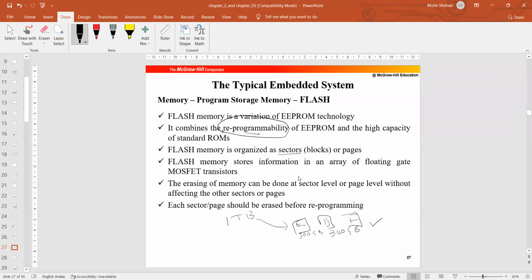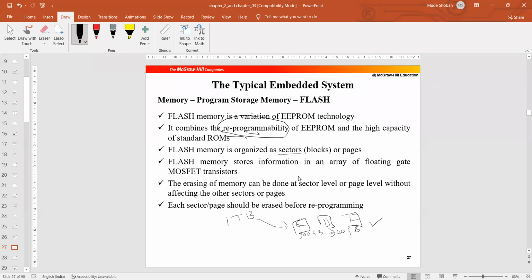Reprogrammability. Program means what? Instructions. So you can erase the earlier instructions and you can load the new instruction, depending on the application, right? Of E square PROM and the high capacity of standard ROMs.